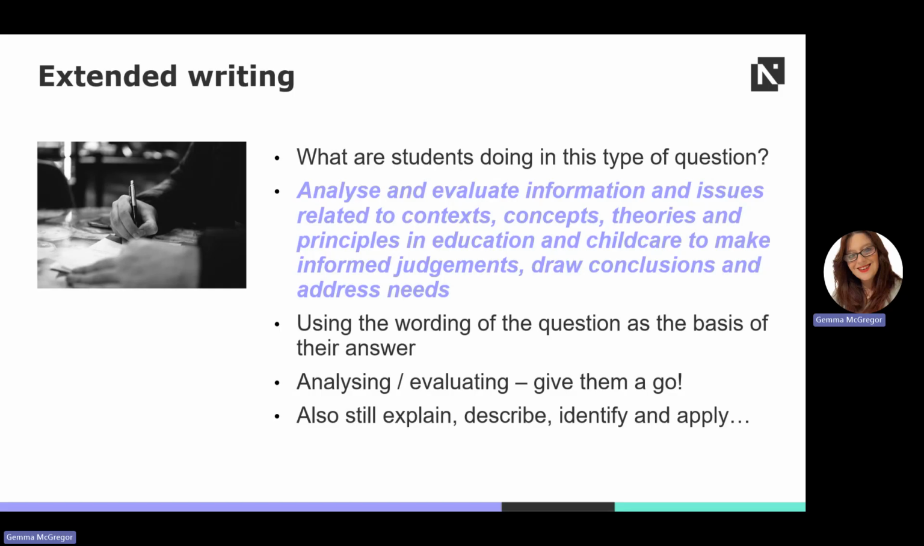Providing sample answers for students to critique can also really help them develop these skills and competencies that they need to be successful in their extended writing responses. And lastly, we'd also remind you that for written papers, there are marks for the quality of the written work, so please encourage careful proofreading and checking for clarity and mistakes.